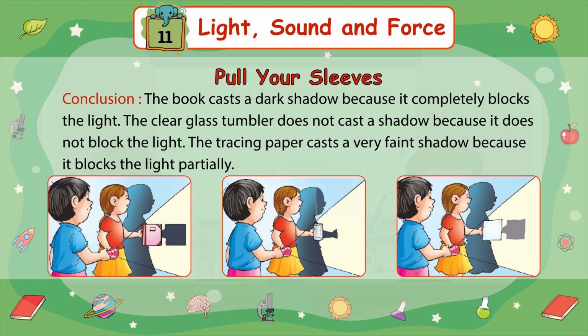Conclusion: the book casts a dark shadow because it completely blocks the light. The clear glass tumbler does not cast a shadow because it does not block the light. The tracing paper casts a very faint shadow because it blocks the light partially.